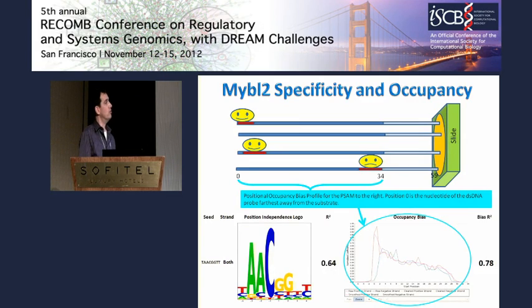Now that we have a positional bias profile, we can go back and retrain our positional independence model, and we keep doing this until convergence. After this has converged, in our final R-squared, we see a very significant increase in the percentage of variance that we explained in the binding data.